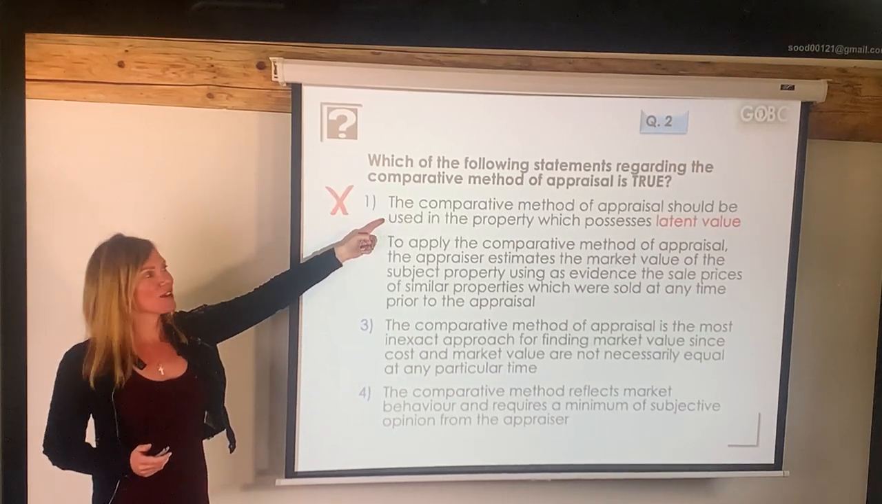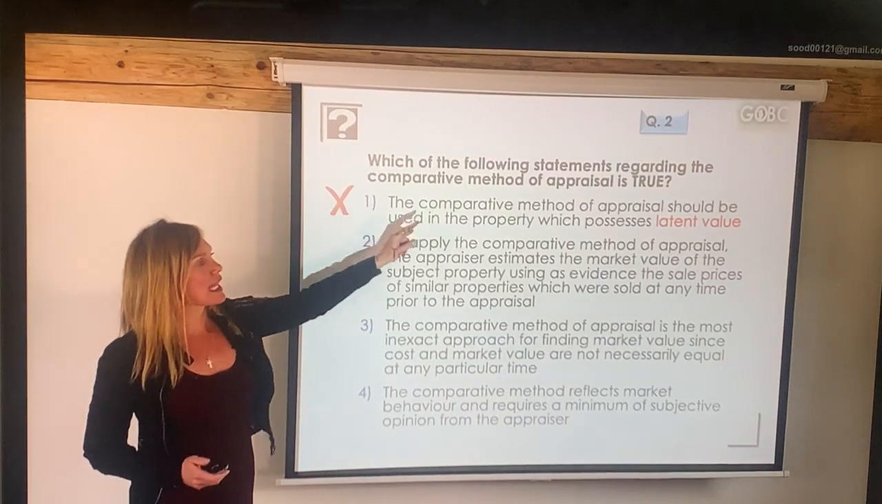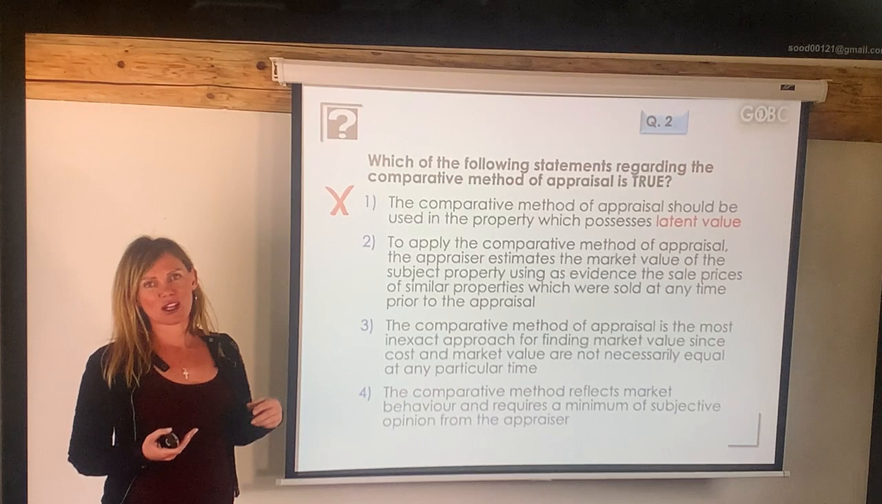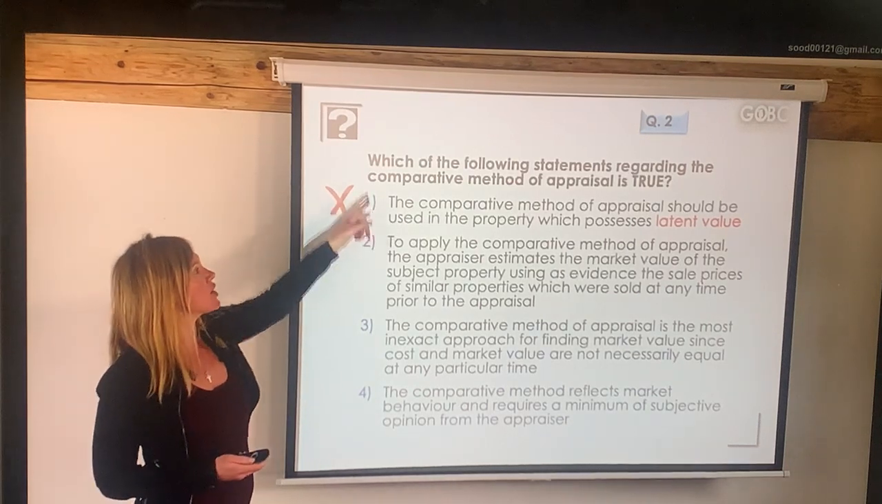Go back if you have to, right? Notes from the previous chapter. Okay, so it's latent value, that is not at its highest and best use. And if it's not at highest and best use, we don't compare it to the other properties. We try to redevelop that. So option 1 is definitely not the comparative method.